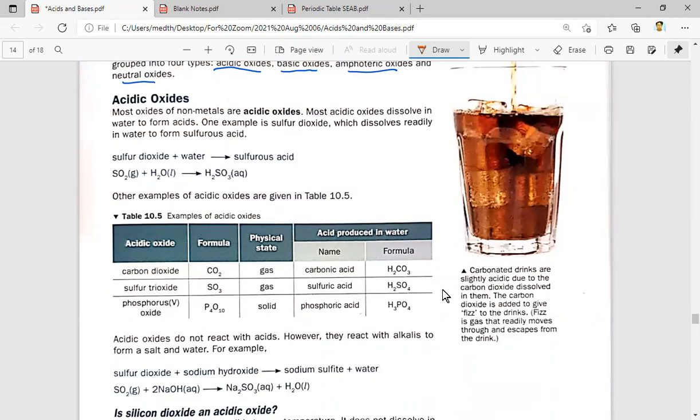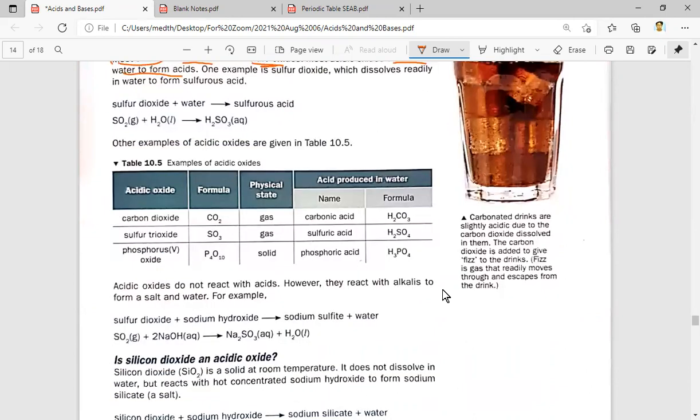So most oxides of non-metals are acidic. Why are they termed acidic oxides? It's because when they dissolve in water, they form acids. Some of the common acidic oxides are as follows. Carbon dioxide is an acidic oxide. It normally is a gas, but when you dissolve it in water, you actually get carbonic acid. Sulfur trioxide is a non-metal oxide. Dissolving in water, you get sulfuric acid.